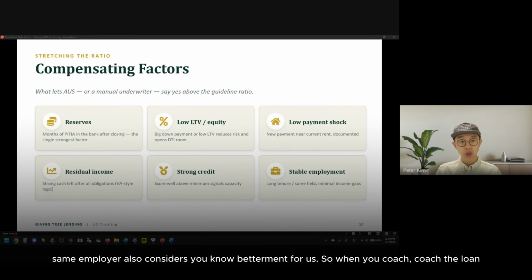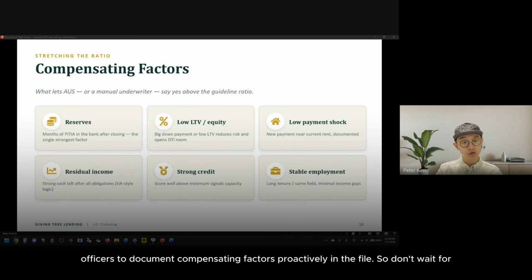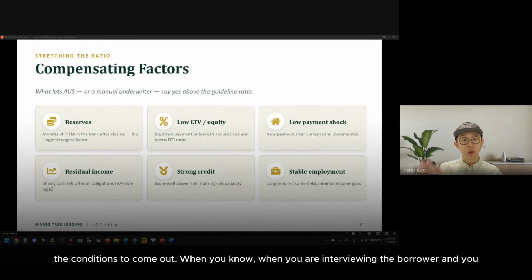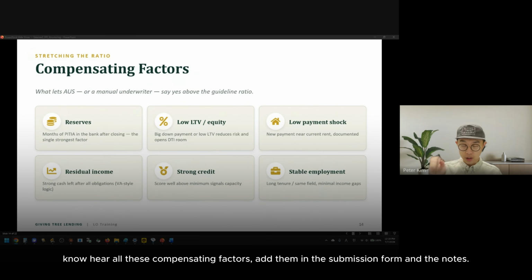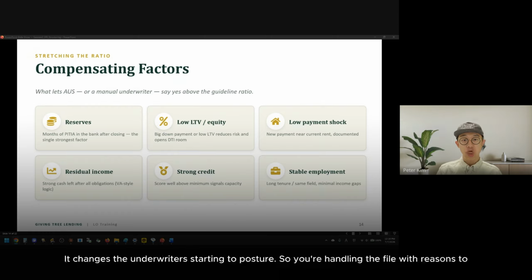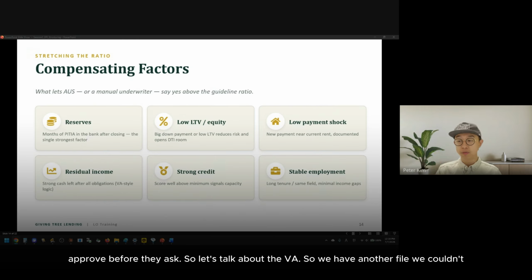So coach the loan officers to document compensating factors proactively in the file. Don't wait for the conditions to come out. When you're interviewing the borrower and hear all these compensating factors, add them to the submission form and the notes. It changes the underwriter's starting posture. So you're handing over the file with reasons to approve before they ask.